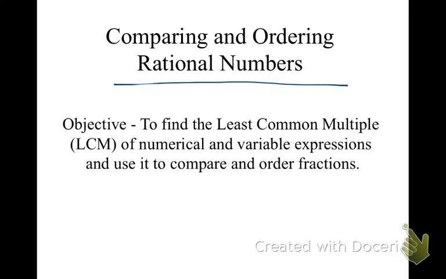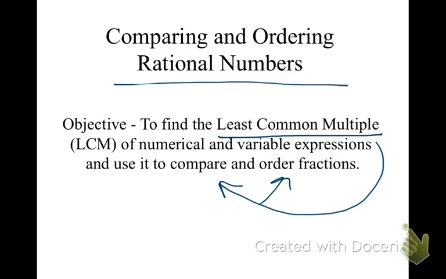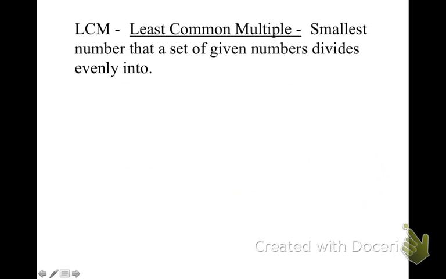Today's lesson is called Comparing and Ordering Rational Numbers. In today's lesson, we're going to learn what a least common multiple is and how we can use it to compare and order fractions. So first off, we're going to be learning what LCM stands for. LCM is a least common multiple, which is the smallest number that a set of given numbers divides into evenly.